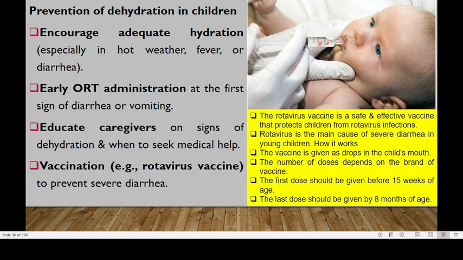All of us know that the rota vaccine is safe and effective and protects children from rotavirus infections. Rotavirus is the main cause of diarrhea in developing nations. That is what you need to know. The vaccine is given as drops in the child's mouth. The number of drops depends on the brand of the vaccine. The first dose should be given before 15 weeks, and the last dose should be given by 8 months of age.